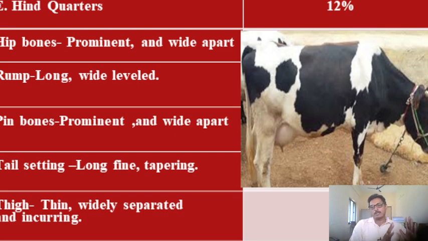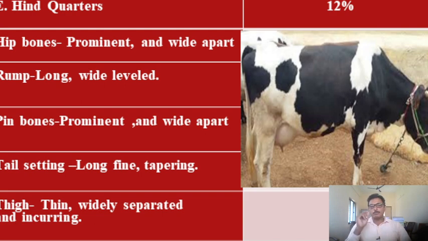The hind quarter is a very main essential thing. That's why it has 12% of marks. In this hind quarter, you have to see how the hip joints or hip bones are. If you see the hip bones, they should be very prominent and wide. The hip joint should be prominent and also wide. And the rump should be long and wide, level of course.